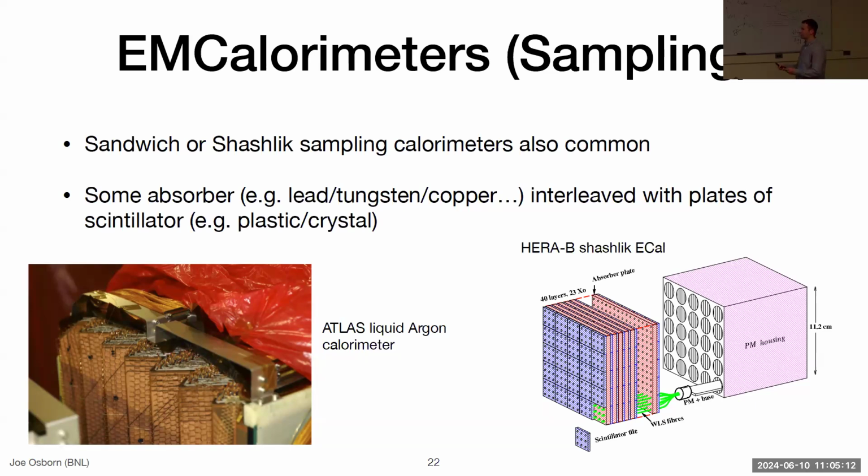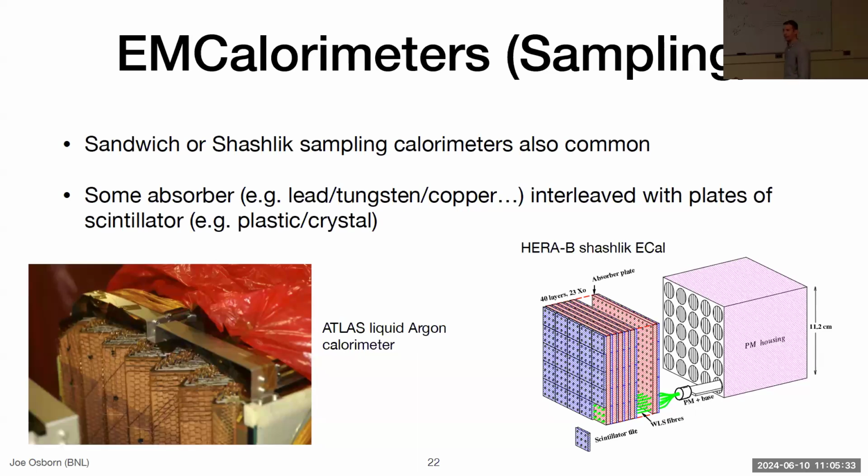So typically you have some heavy absorber like lead, tungsten, or copper that's interleaved with some plate of scintillator like plastic or crystal. And then you read these out in some way, like for example, with this Shashlik EM-Cal from HERA-B, you have a photomultiplier that is connected to some presumably fibers or something like this that read the light out to the photomultiplier.